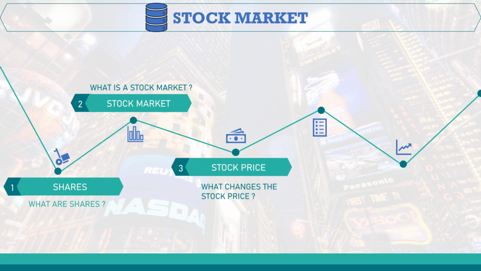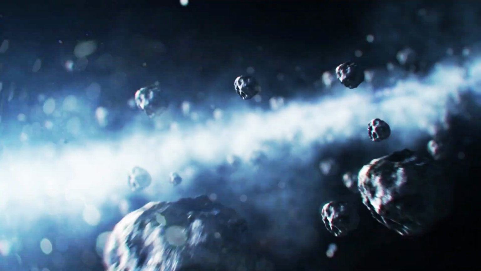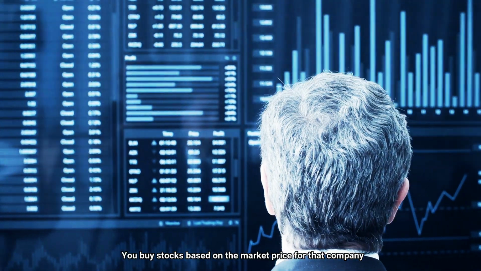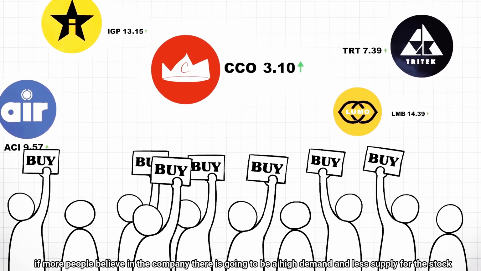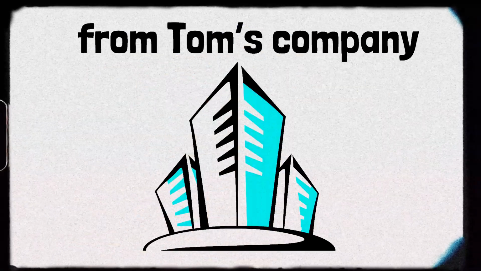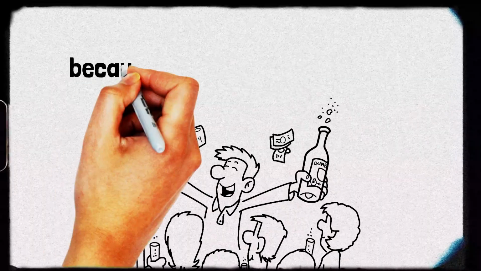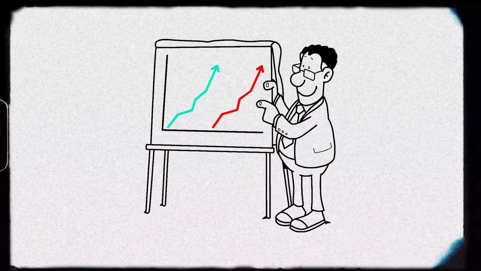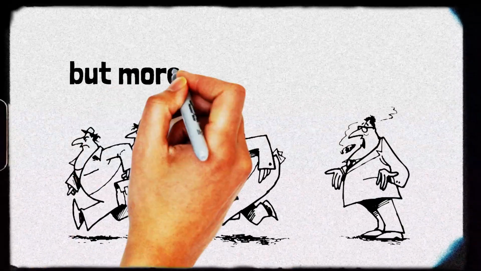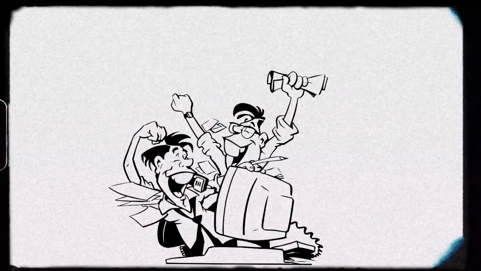What changes the price of the stock market? Supply and demand. You buy stocks based on the market price for that company. If more people believe in the company, there is going to be a higher demand and less supply for the stock, raising its price because more people want it. Let's make an example. Let's say you buy stocks from Tom's company. 2 weeks later, the company releases financial records and they are making profits from month to month because they release a new tech that is ahead of the competition. The company is growing fast and you are making more money. Would you sell the stock? Chances are you will keep them, but more people want them because the company is making more money for investors.